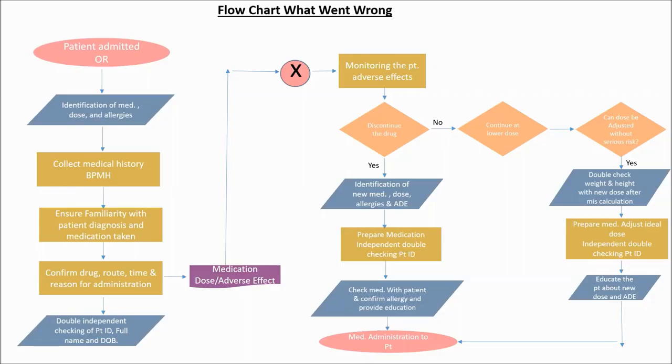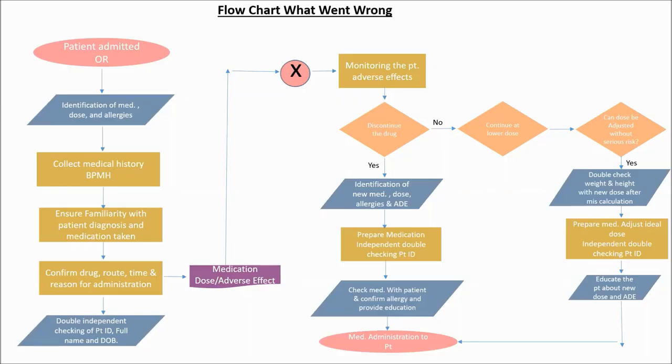The next thing: the three rhomboid shapes in the second row, discontinue the drug, yes or no, then continue at lower dose. The step of continue at lower dose should be a rectangle, not a rhomboid. We use a rhomboid if we have multiple choices, either yes or no. But here, continue at lower dose has one end, so it's better to be a rectangle, not a rhomboid. Okay, thank you.